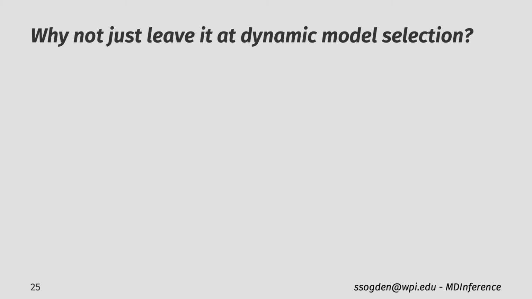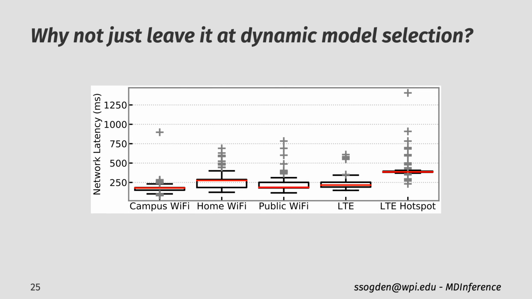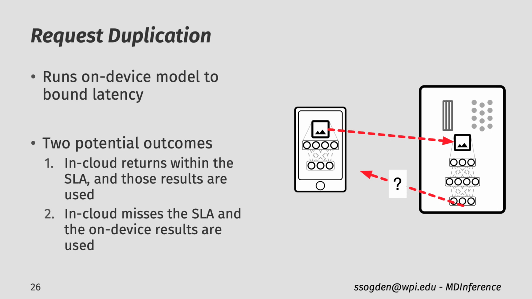So far, we've seen that MDInference can bound latency quite well while improving accuracy significantly. However, this can only work so far. As we previously saw, mobile networks invariably have outliers where the delay can take unexpectedly long, which means that no response from a mobile server will meet our 250 millisecond deadline. This means that we cannot just use dynamic model selection if we want a bounded latency response. Instead, we need to do more to ensure that we meet latency targets.